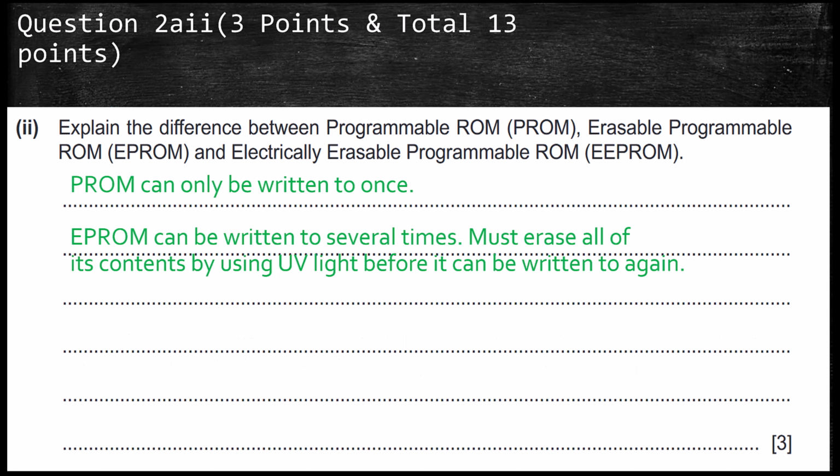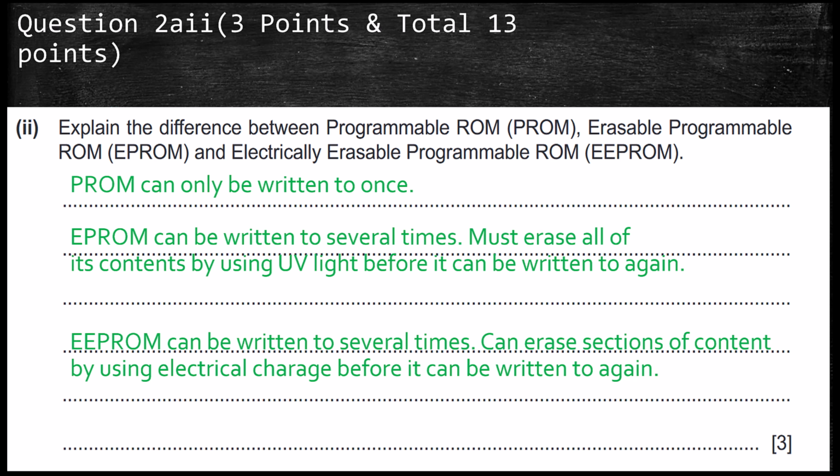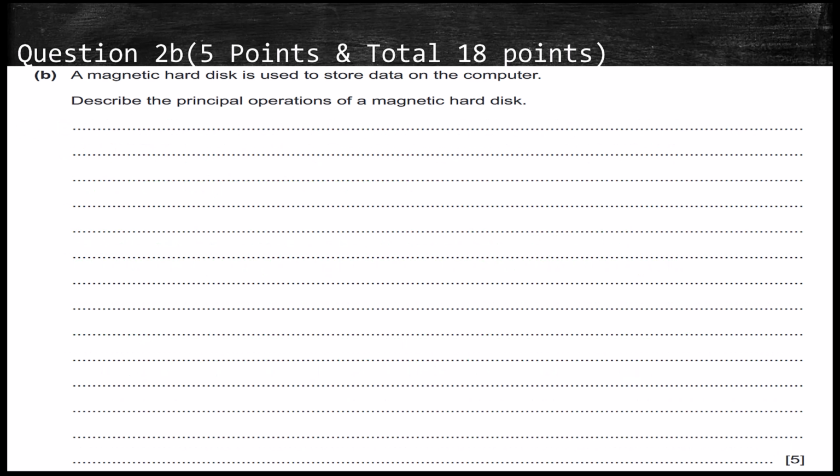The double EPROM, that stands for the electrically erasable programmable read-only memory, and that electrically at the beginning is the big clue. It can be written to several times as well, but the difference is you don't have to erase everything before you can write to it again. You can erase sections of the content on that by using an electrical charge so it can be written to again. So the EPROM, you're going to use a strong UV light. Double EPROM, you're going to use an electrical charge because that is electrically erasable programmable read-only memory. Let's take a look at the next part.